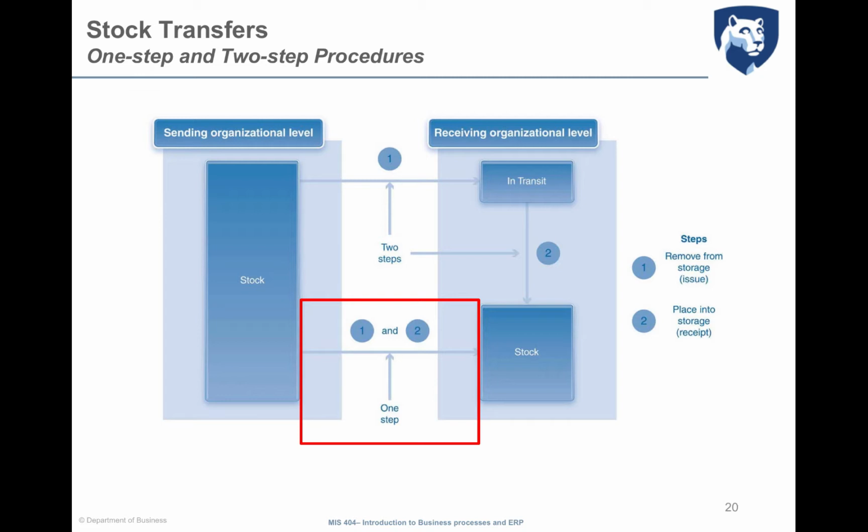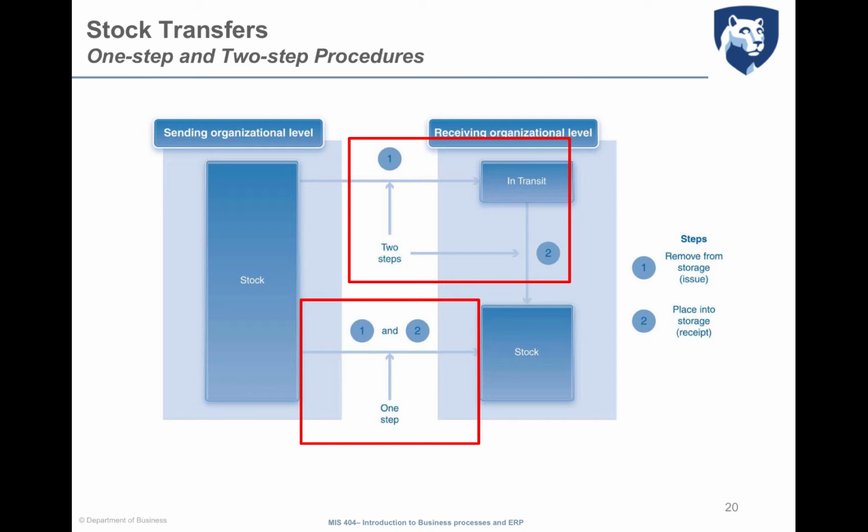In contrast, a two-step procedure occurs when the two tasks are completed and registered in separate steps. In particular, the first step, the goods issue, occurs when the materials are removed from storage. At this time, the quantity of inventory is reduced in the supply location and simultaneously increased by the same amount at the destination location.